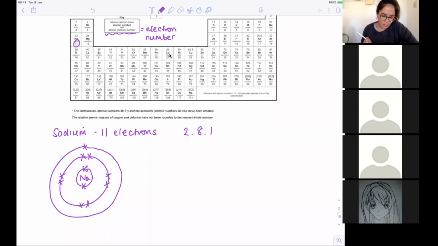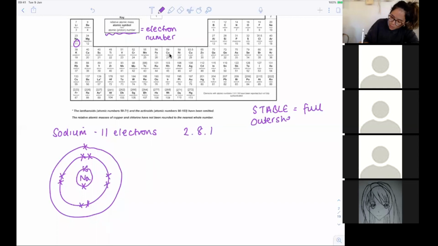However, it has problems because it has that one electron in its outer shell. We say that it doesn't have a full outer shell, and really all elements, their only aim is to be stable, and to be stable is to have a full outer shell. So what they want to do in this case is to transfer electrons in order to gain that full outer shell. And we're going to look at that now.